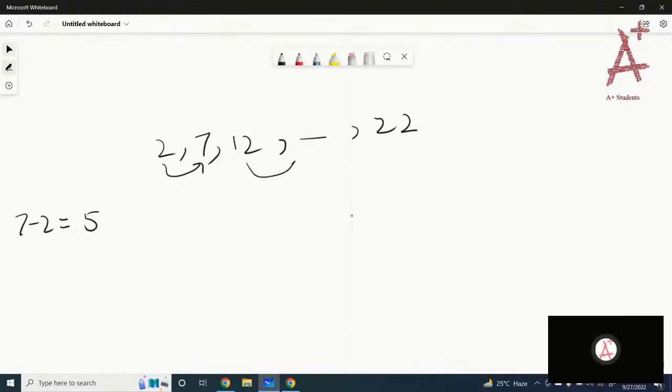Just add 5 to 12 to find the next number. So 12 plus 5 is 17. So the missing number is 17. Got it? So select the correct option and click on the OK button.